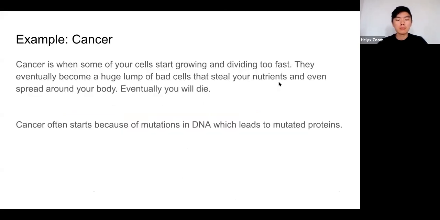Okay, so back to our example. Cancer is when some of your cells start growing and dividing too fast. They eventually become a huge lump of bad cells that steal your nutrients and spread around your body, and eventually you will die unless you get treatment. Cancer often starts because of mutations in DNA, which lead to mutated proteins, which don't do their functions properly and end up doing something else.